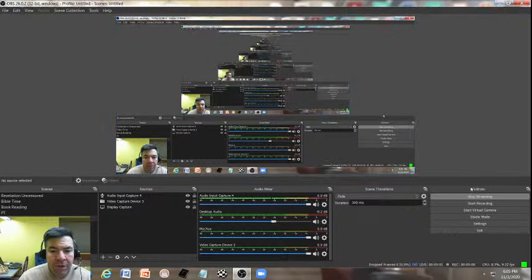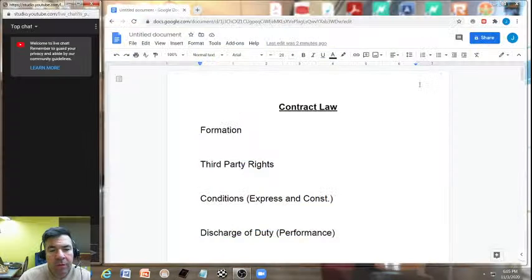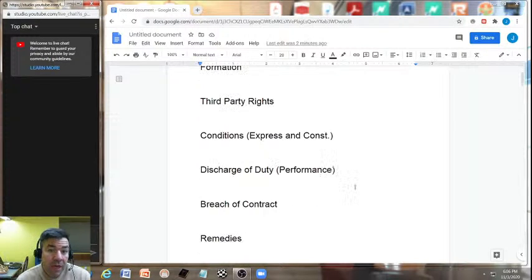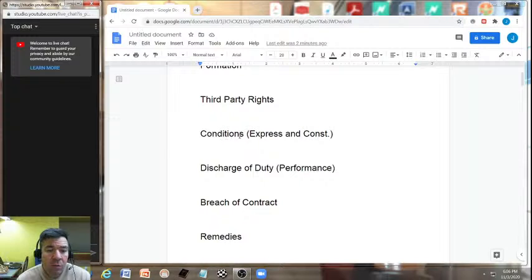Welcome aboard, applicants. We're going to be talking about and reviewing contract law. Let's get going. Our contract shopping list begins with formation. It then goes to third-party rights. It then proceeds to conditions, which can be broken up into express conditions and constructive conditions.